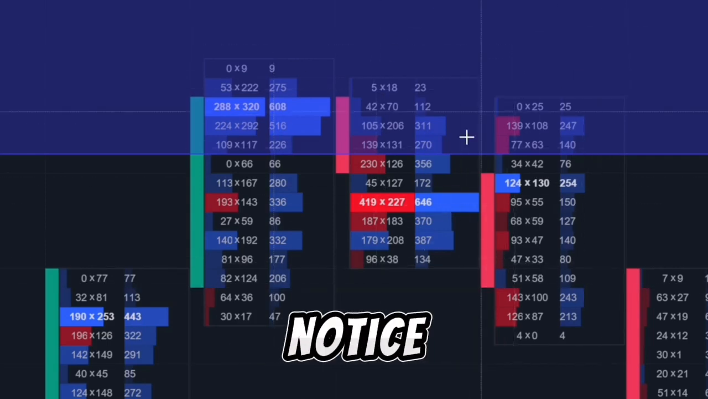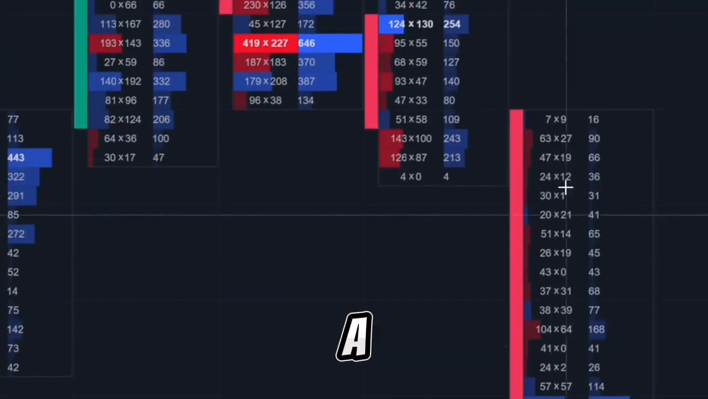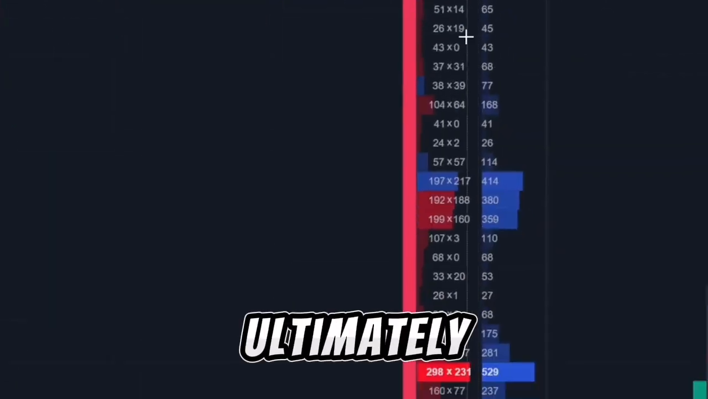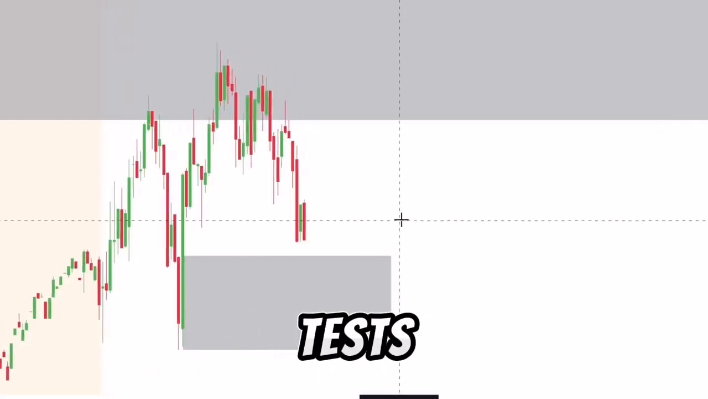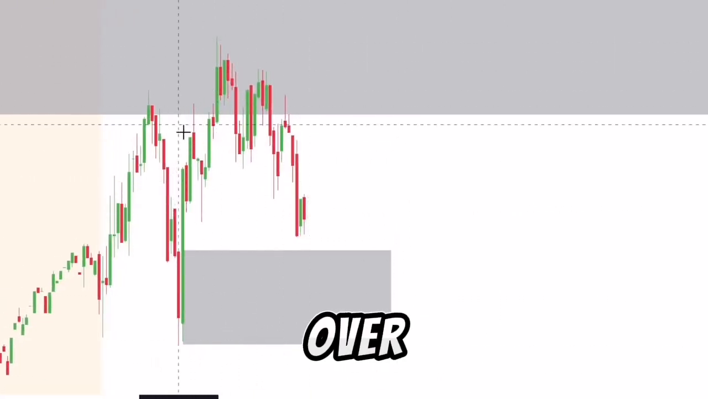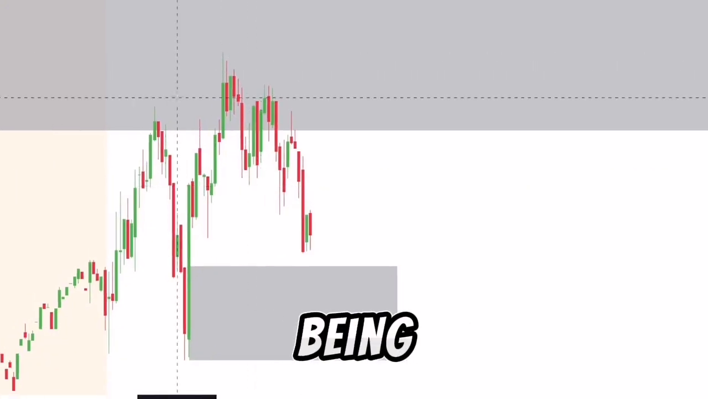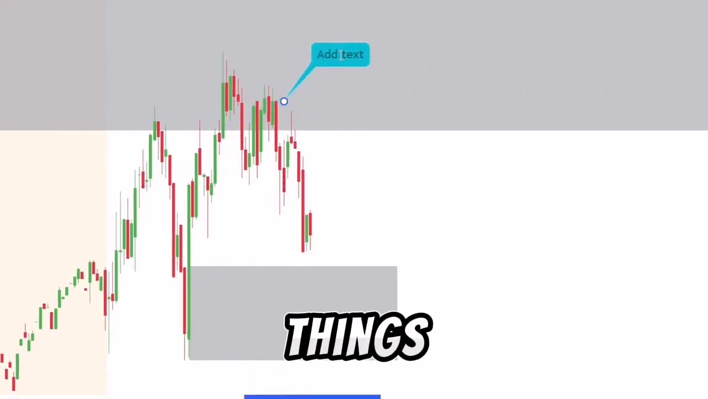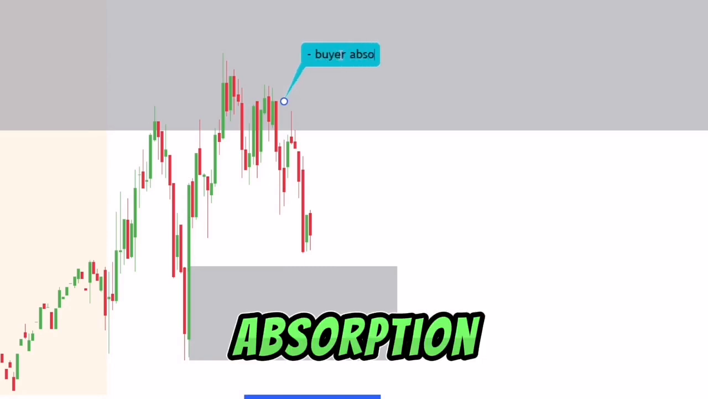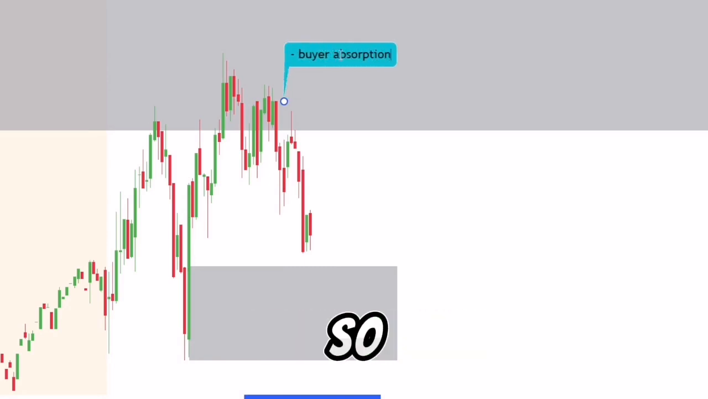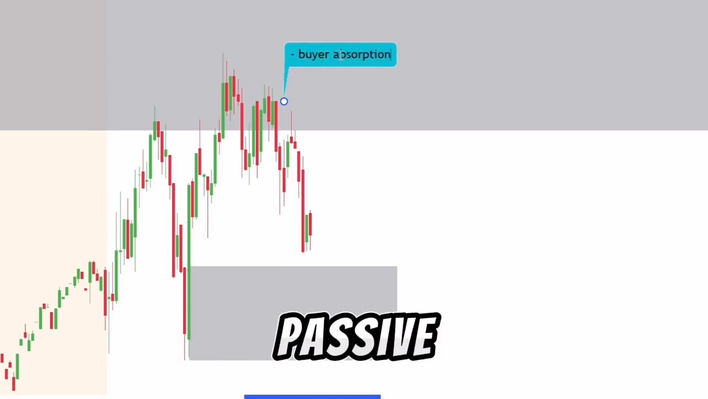Now from here, notice how we see a slight drop in the volume, and we see a drop in the volume over here before we ultimately see lower prices. So we've seen two tests into this zone. All this over here was aggressive buying that was not being rewarded. So this means two things. It's buyer absorption. The buyers are being absorbed by a passive seller.